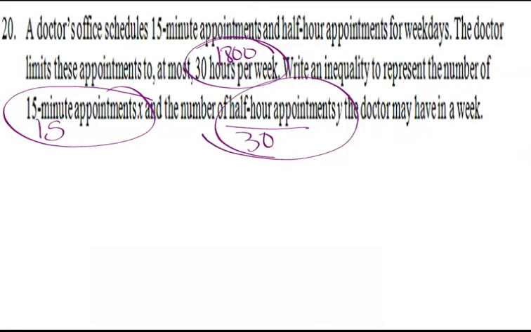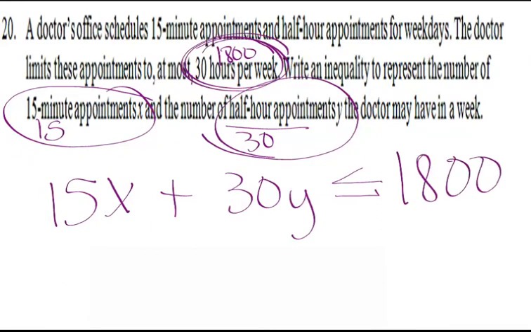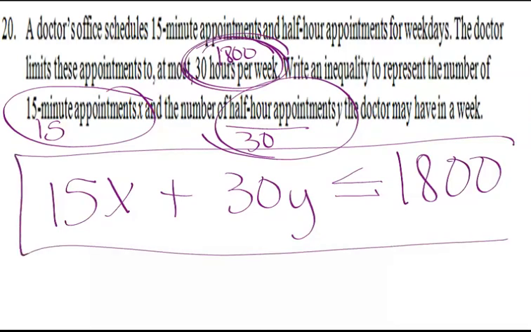So to set up our equation, we have to say, well, the number of 15-minute appointments is going to be 15x plus the half-hour appointments, which we'll call 30 minutes times the number of appointments, y, right? That must be less than or equal to our 30 hours per week, which is 1,800. And there's your equation.